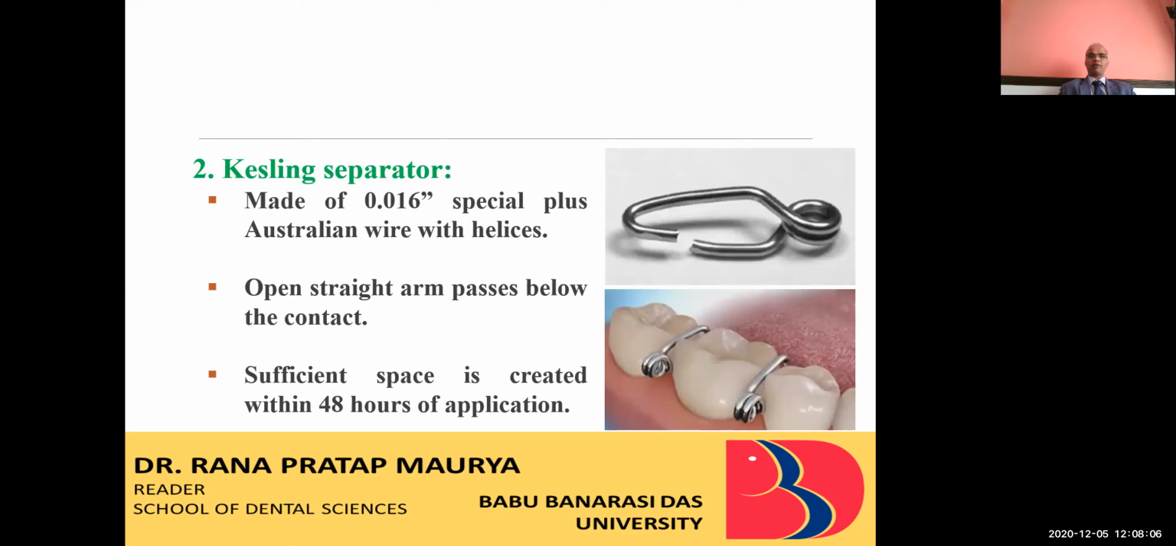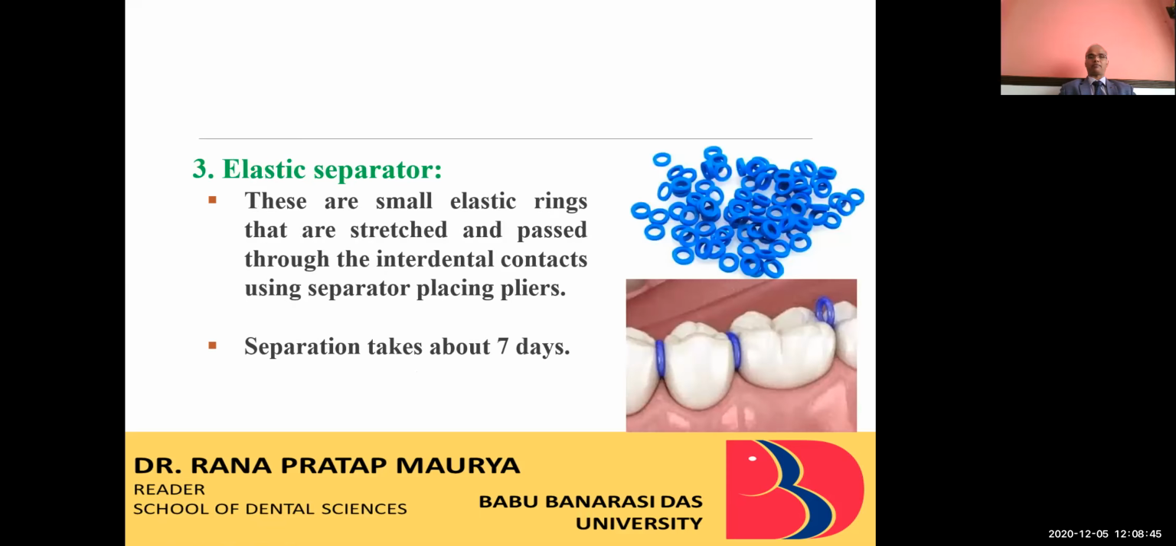Second is coil spring separators. These are made up of 0.6 mm special plus Australian wire with helices. These are available in ready-made forms, or we can make custom ones. When in the open state, the arm passes below the contact point, and then sufficient space is created within 48 hours after the application of the separator.